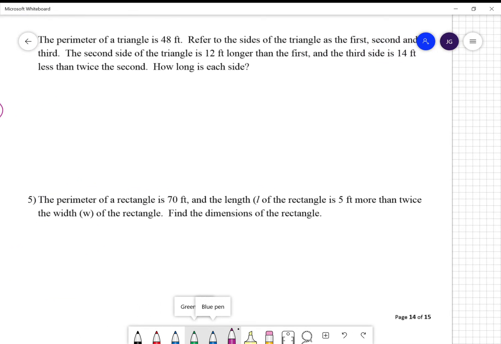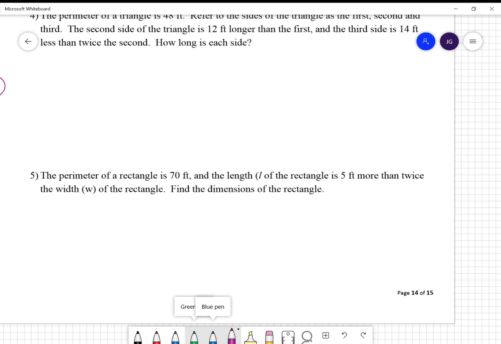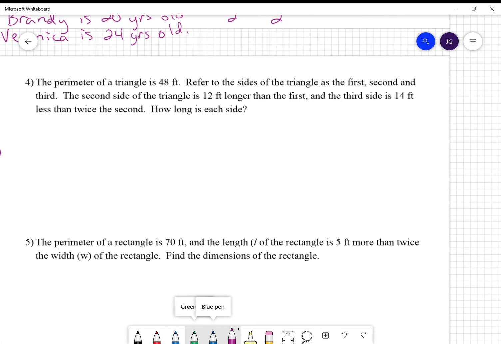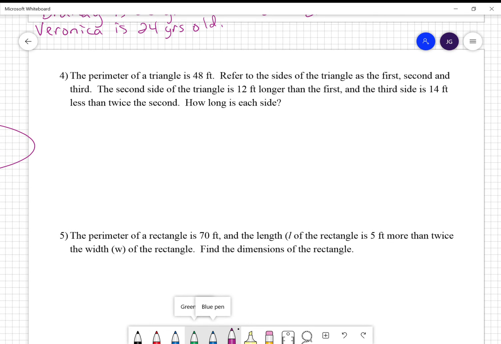The perimeter of a triangle is 48 feet. Refer to the sides of the triangle as the first, second, and third. The second side of the triangle is 12 feet longer than the first, and the third side is 14 feet less than twice the second. How long is each side? Okay, well, I have first, second, third. Only one of those is X.